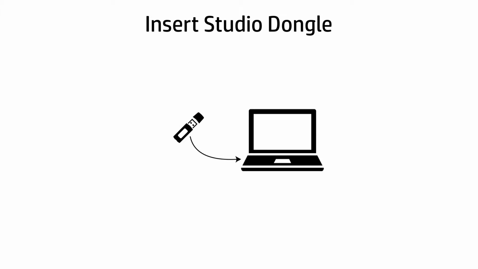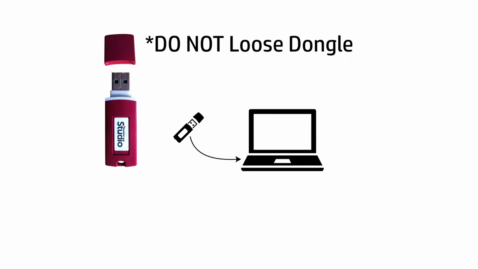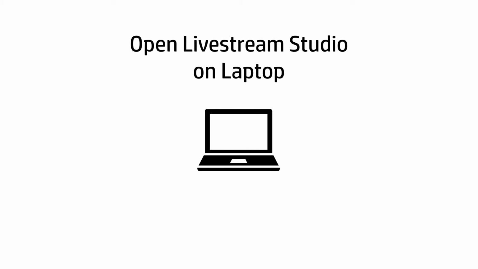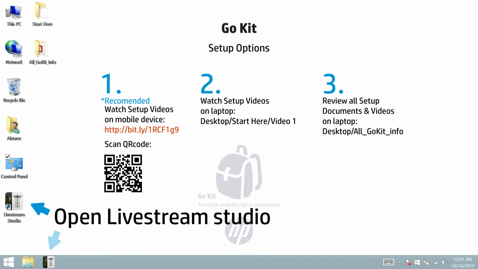Insert the Livestream Studio dongle into the laptop before opening Livestream software. It's a red USB dongle labeled Studio. Do not lose this dongle. It is the Livestream Premium account. Without it plugged in, Livestream will default to free account mode, and you will only have access to one remote camera and no recording functions. Open Livestream Studio from the laptop desktop screen or taskbar.